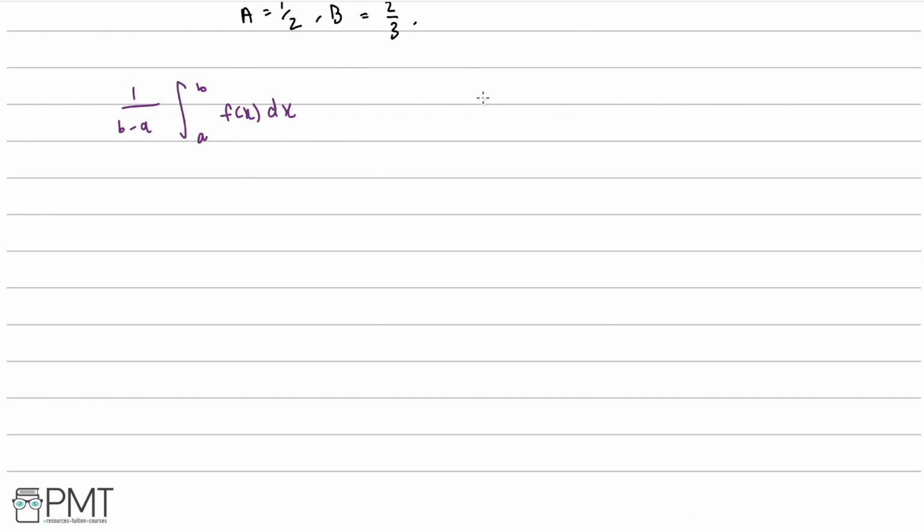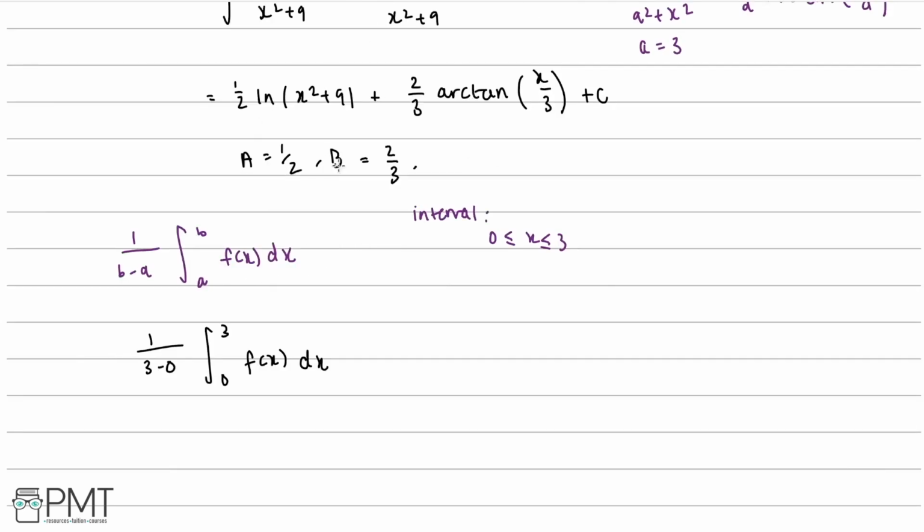Now in this case, our interval is between 0 and 3. Thus, we can plug in b is equal to 3, which is the upper limit, and a is equal to 0, which is the lower limit, into our equation to receive 1 over 3 minus 0 times the integral between 0 and 3 of f of x with respect to x. Now we can use what we found in part A in order to calculate the value of the mean function, as we know that the integral of f of x would just be a half ln x squared plus 9 plus 2 over 3 arctan x over 3.